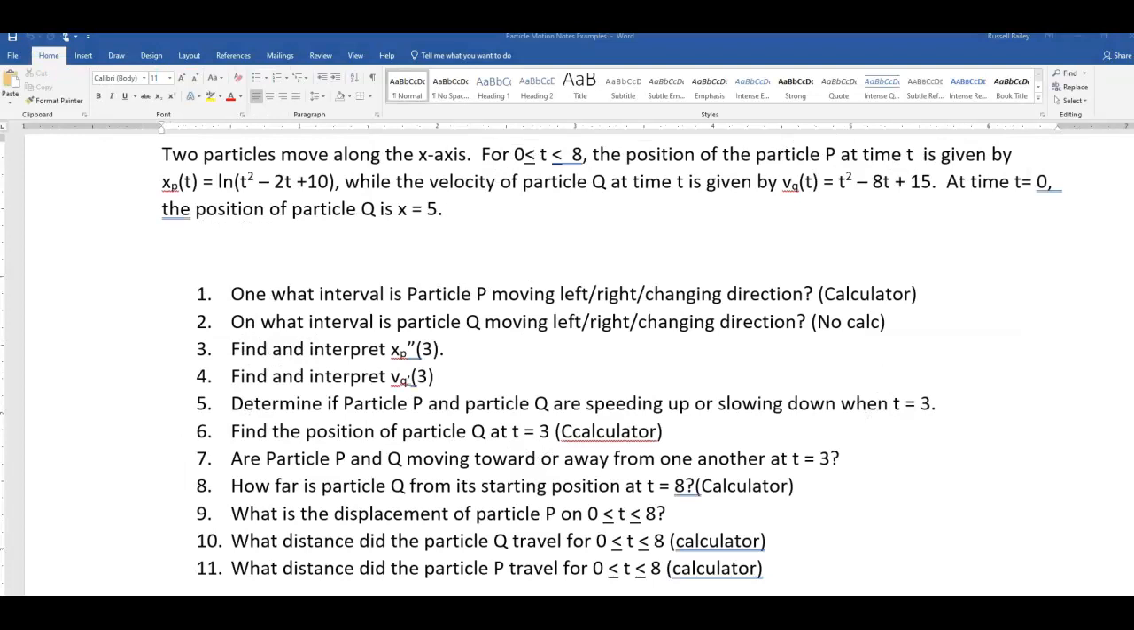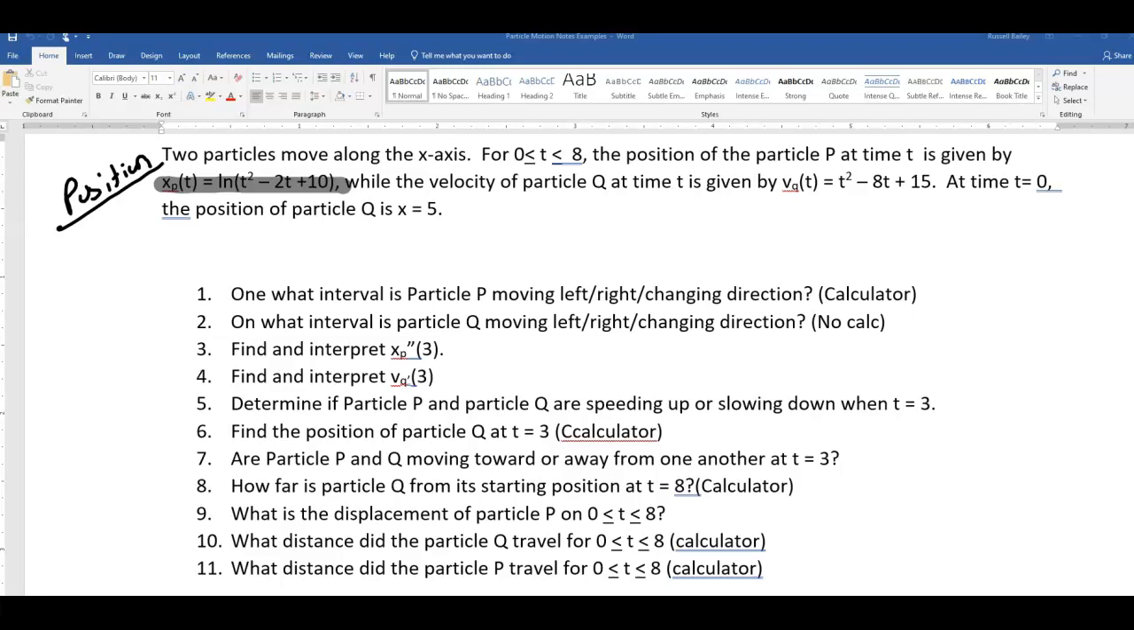All right, so here we go. Two particles are moving along the x-axis on the time interval from 0 to 8. The position of the particle P at any given time is this. So I want you guys to notice that this is a position function. That's important to take note of. In other words, if you were to plug in a time value like 3, that would tell you where the particle is located on the x-axis at that time.